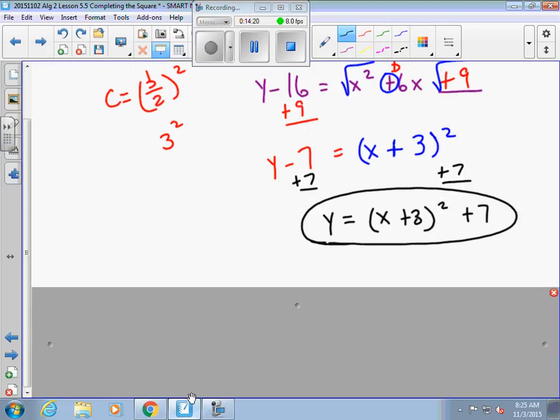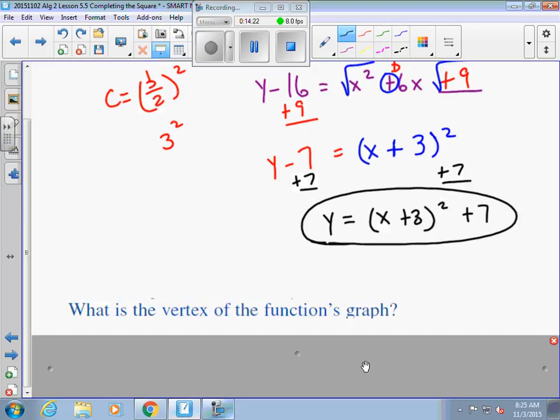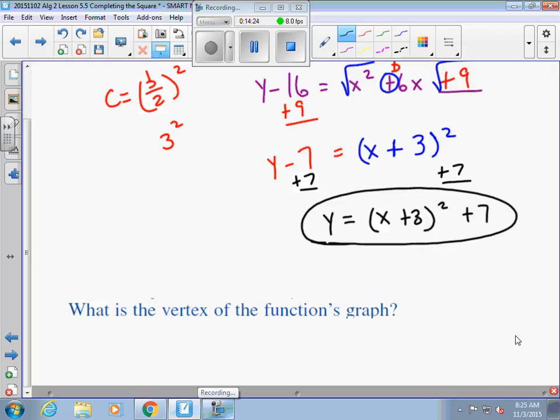Now let's take that knowledge. What is the vertex of the graph? Remember what your vertex is. This is your x term. In fact, it's the opposite of that. And this one is your y term. It's exactly what that one says. So your vertex then of this graph is negative 3, positive 7.